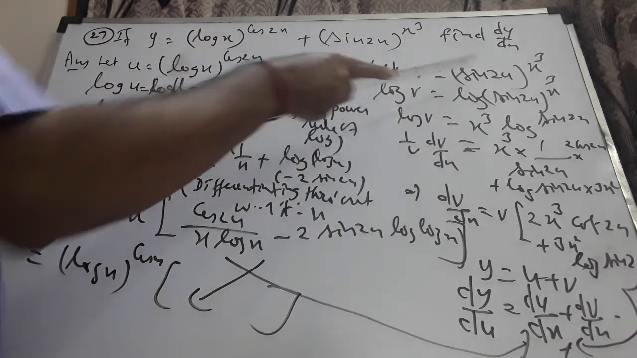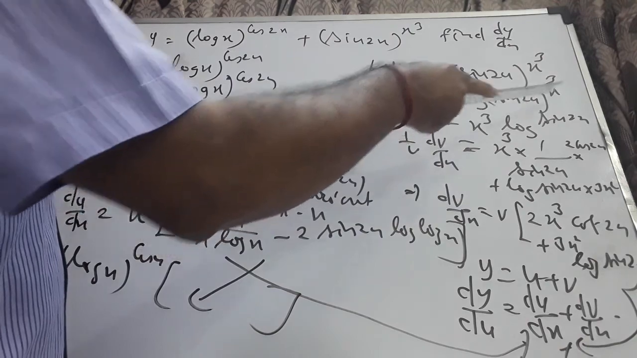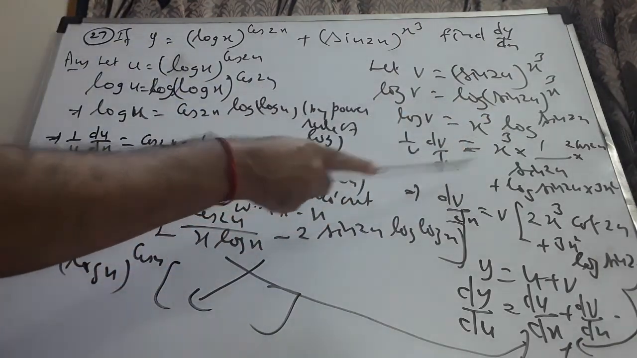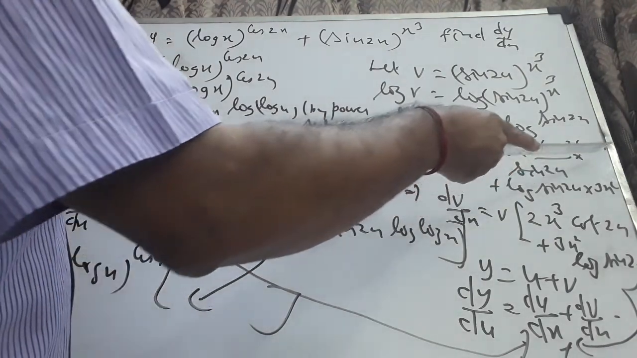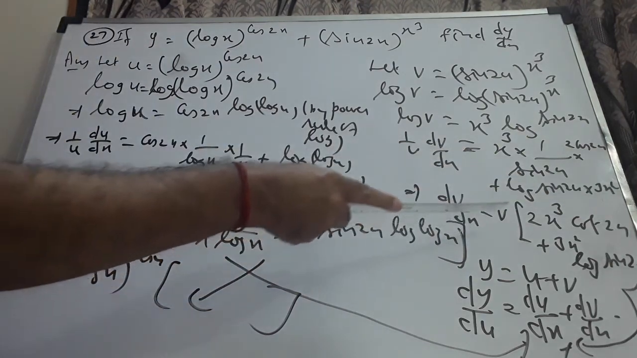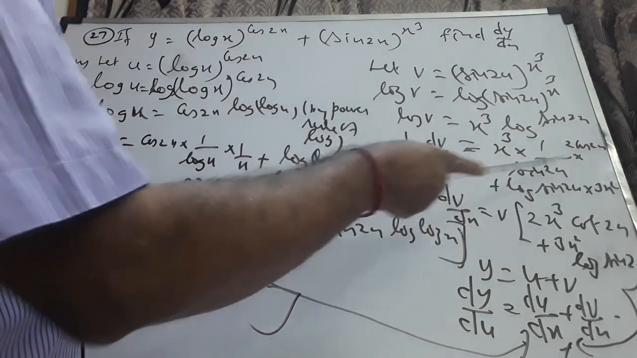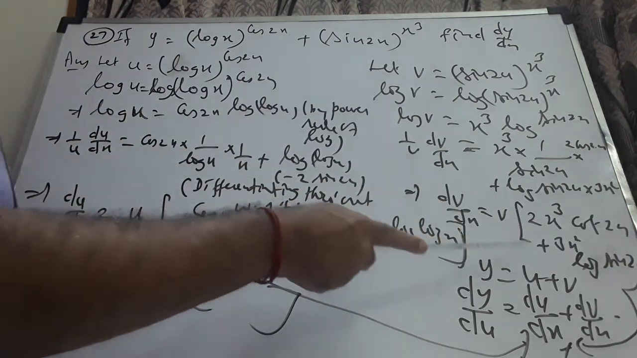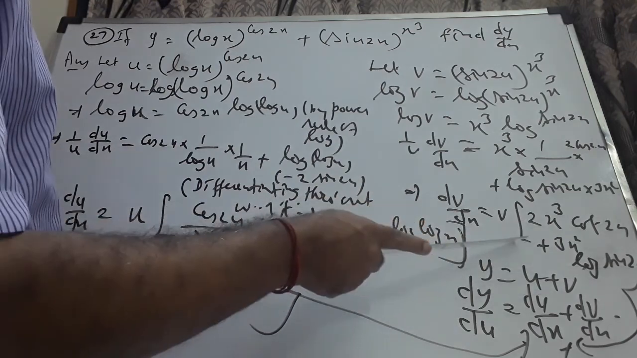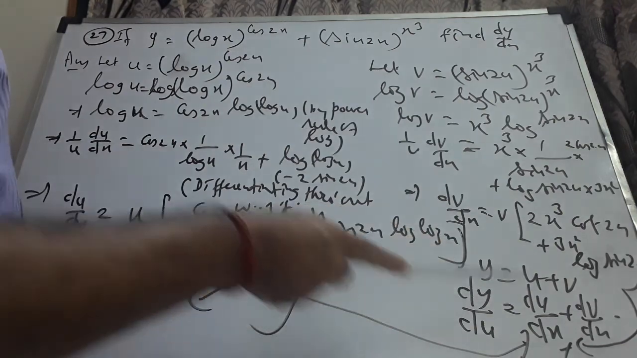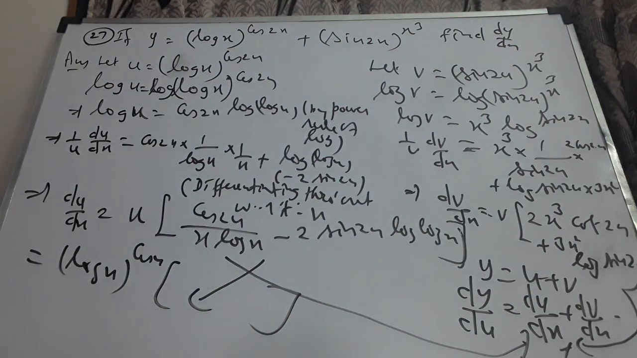Now taking this as v, log v is log sin 2x power x cube. Log v is x cube into log sin 2x. 1 by v dv by dx is x cube into 1 by sin 2x into derivative of sin 2x, which is 2 cos 2x, plus log sin 2x into 3x square. So dv by dx is v into 2x cube, and cos by sin becomes cot 2x. Therefore, substitute the value of v here. I forgot to write the value of v. You can write the value of v here. After adding these two, that will be the final answer.